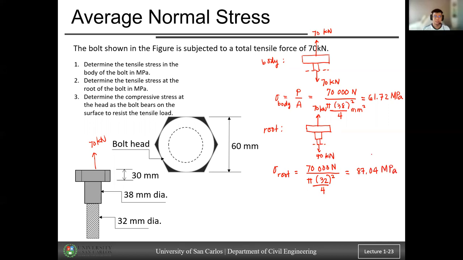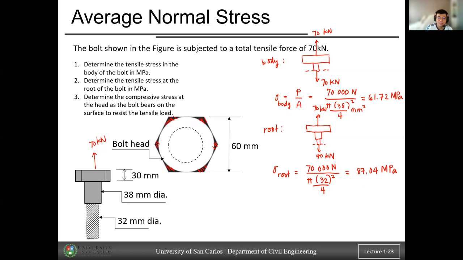So the last question is to determine the compressive stress at the head of the bolt as the bolt bears on the surface to resist the tensile load. If you imagine the hexagonal bolt head, it is connected to the body and the root. So what resists the tensile load is this portion, this black area, the net area of the bolt.